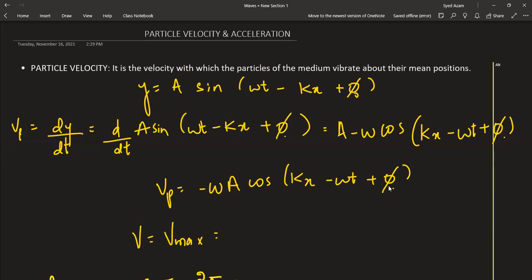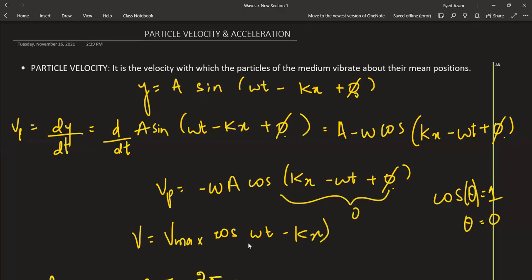So maximum velocity, when can we have maximum? What can be the maximum value of cos theta? It will be 1, means your theta is 0. So technically class, when we write cos theta, everything within the bracket is your angle. It means this angle will be 0. So maximum will be V will be V max cos omega t minus kx. This will be the maximum velocity.